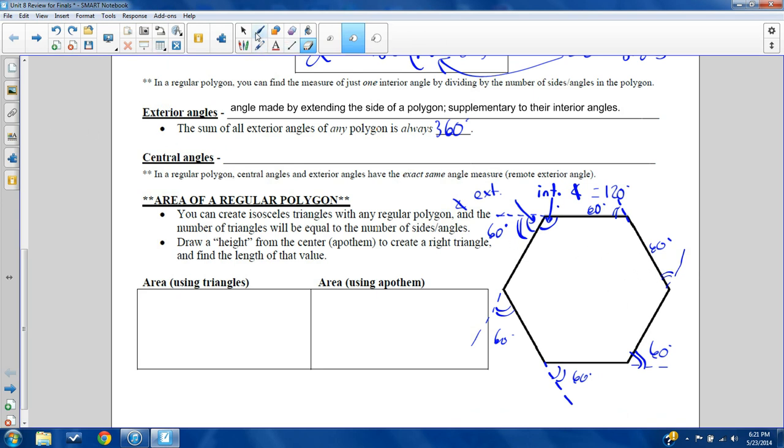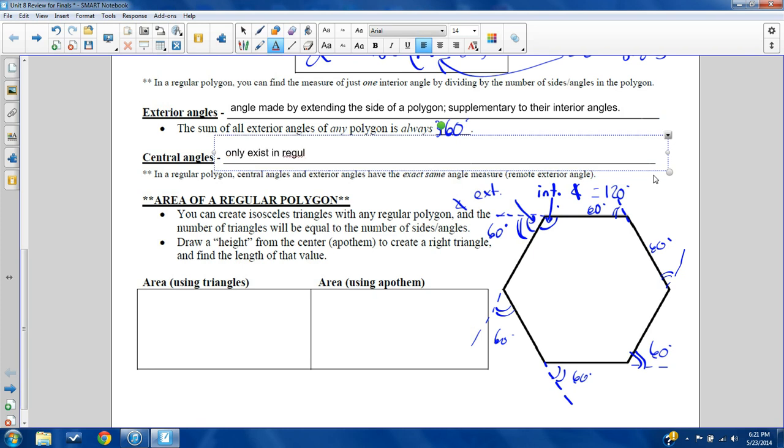Central angles, I want to mention those next for a few reasons because they're a lot like exterior angles in terms of their angle measure. Central angles only exist in regular polygons. I'm going to put that first because I don't think that's said enough by me. They only exist in regular polygons because central angles come from a center. You don't have a center in an irregular polygon. They can only be in regular polygons.